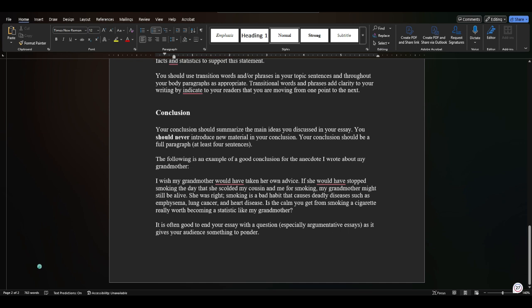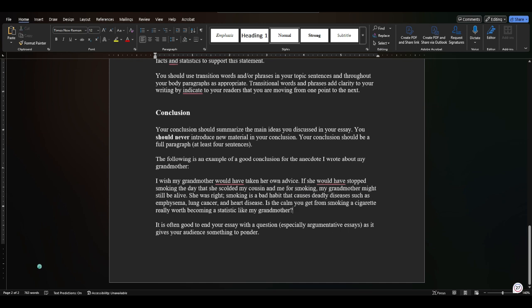So you can see I bring it full circle back to this anecdote about my grandmother, and then I restate my thesis statement. Smoking is a bad habit that causes deadly diseases such as emphysema, lung cancer, and heart disease. And then I end it with this question to make my reader think.